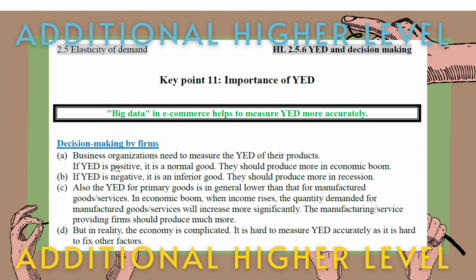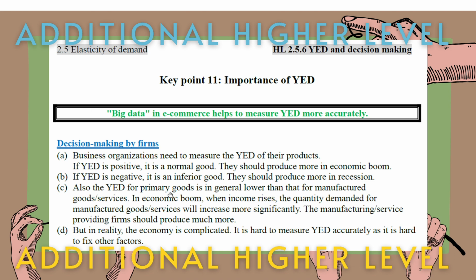If YED is positive, it is a normal good, so they should produce more in an economic boom. If YED is negative, it is inferior, so they should increase production in a recession. When the economy is bad, we should invest more money in fast food. When the economy is good, we should invest more money in fine dining, for example.